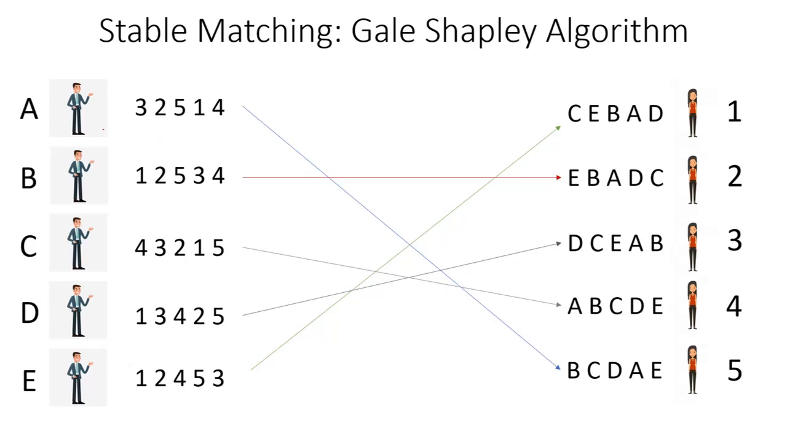And so boy A is matched with girl 5, boy B is matched with girl 2, boy C is matched with girl 4, boy D is matched with girl 3, and boy E is matched with girl 1.